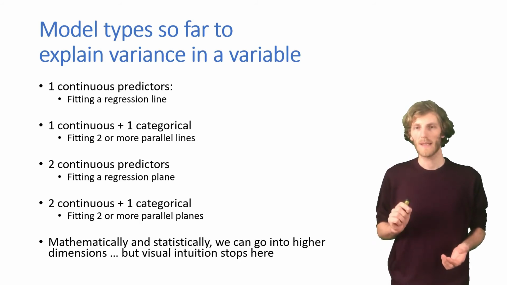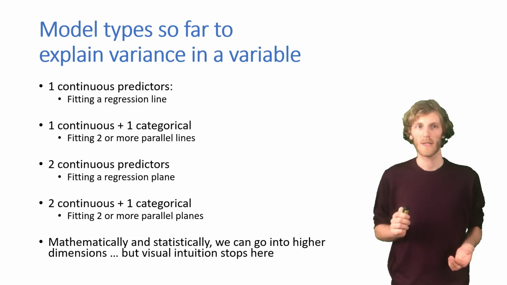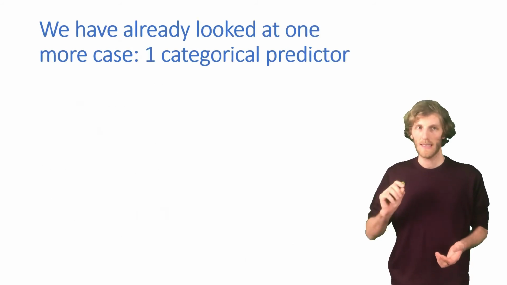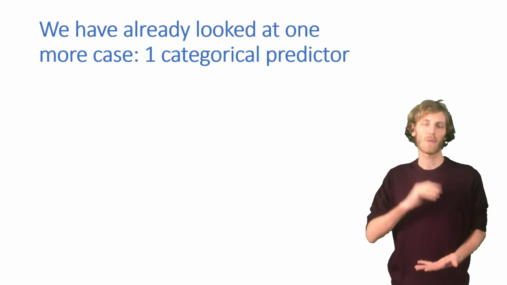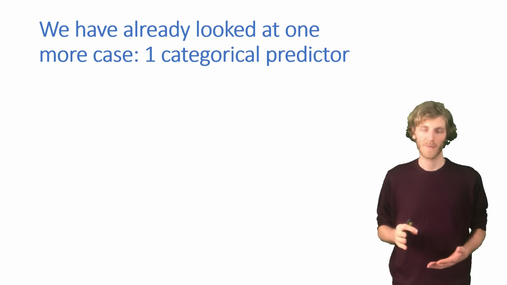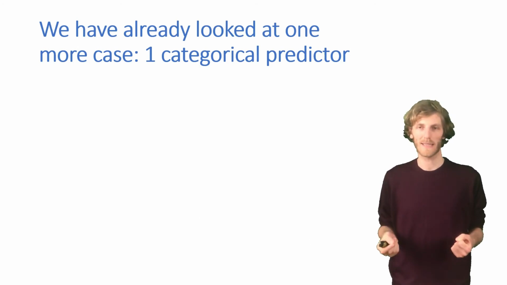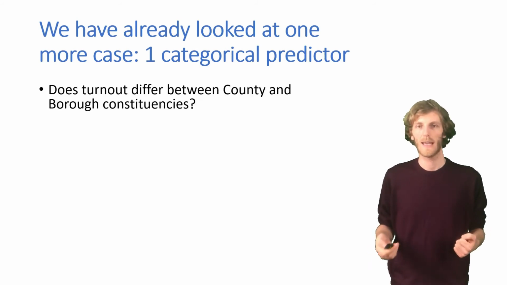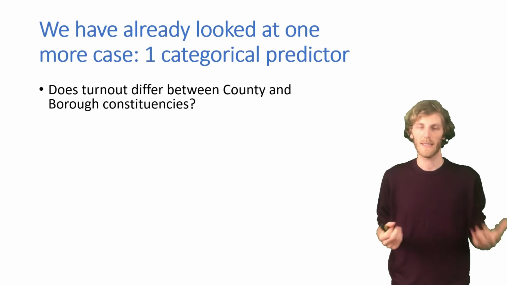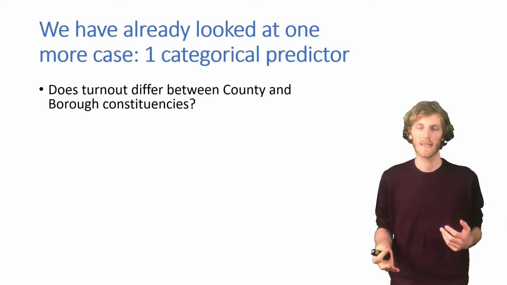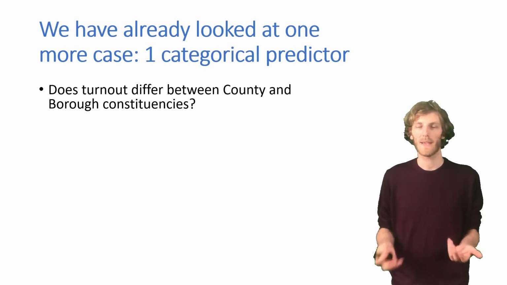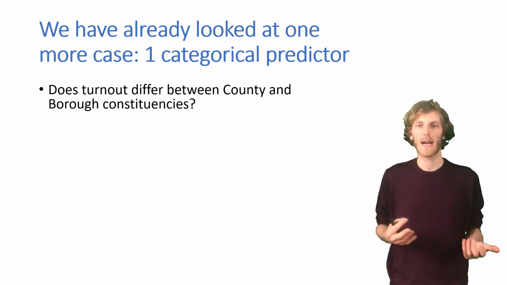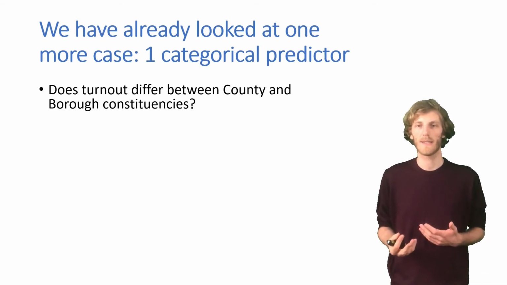There's one special case we have already looked at, which is the case when we just have one categorical predictor. For example, in the case when we have multiple groups. So we might want to ask, we have these county and borough constituencies, but does that affect turnout? Is the turnout higher in one constituency type rather than the other?